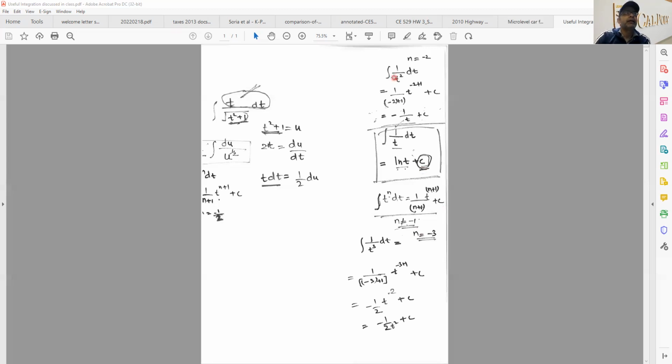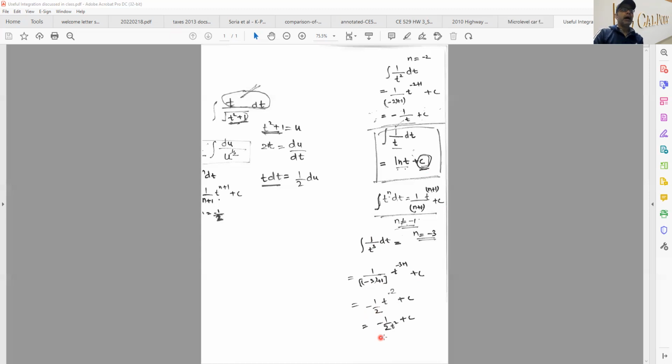Okay, and we can quickly do 1 over t squared dt. Here n is -2. So 1 over -2 plus 1, t raised to power -2 plus 1. The answer then would be -1 over t plus c. I asked you in the class to solve what happens when n equals -3. It becomes 1 over t cubed dt, and then you just plug in n equal to -3: 1 over -3 plus 1, t raised to power -3 plus 1, plus c. You get -half t raised to power -2.